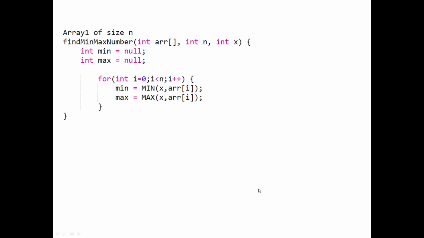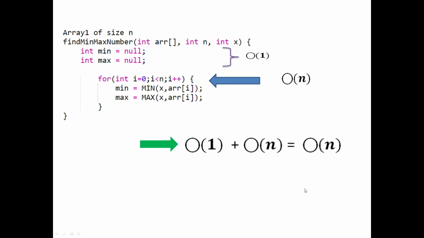Alright, moving ahead, we have an array of size n. Here if you see, we have some functions and then we have a for loop. The first is the constant time function, we will denote it as big O of 1, and the for loop goes from 0 to n, so its complexity will be big O of n. The total complexity of this algorithm will be big O of n again.